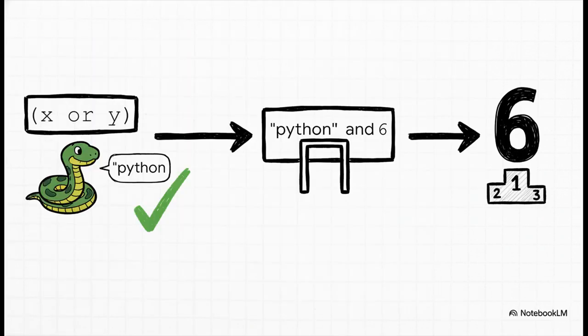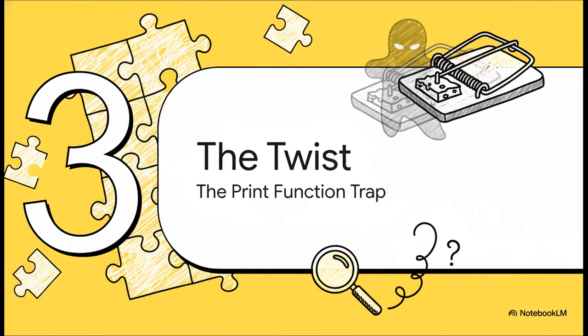All right, let's put the pieces together. The first part, x or y, evaluated to the string Python, which we know is truthy. So now our expression is basically Python and 6. Since Python is truthy, the and operator moves past it and returns the second value, which is 6. So there we have it. The answer must be 6. Case closed. Or is it?